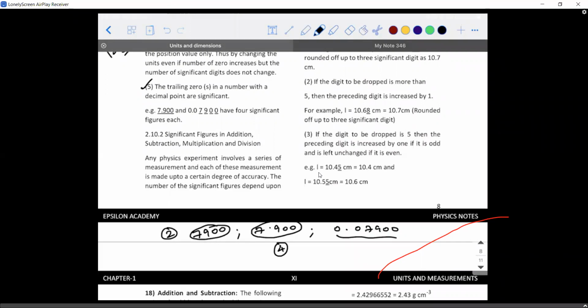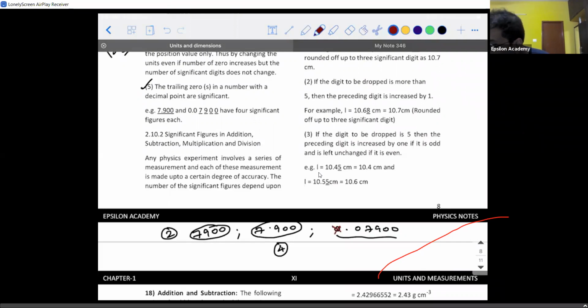Sir, zeros preceding the first non-zero digits are not significant. Not significant means these 2 zeros are invalid. They are not significant at all. Whereas these 2 zeros are significant. So you have 4 significant figures.